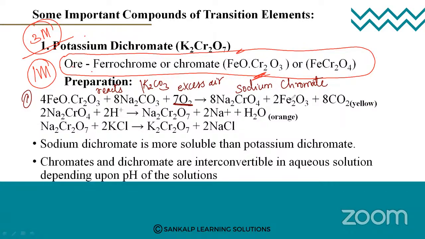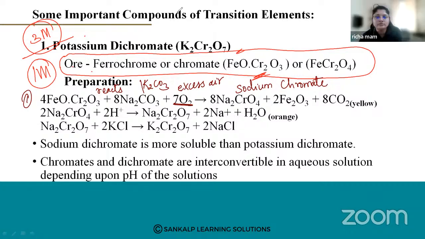If you take sodium carbonate, you are going to get sodium chromate. If you take potassium carbonate, then you will get potassium chromate here. Plus 8 carbon dioxide. The color of this reaction mixture is yellow. You get a yellow color solution.